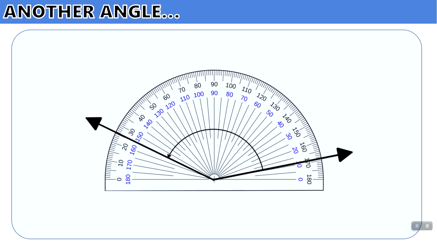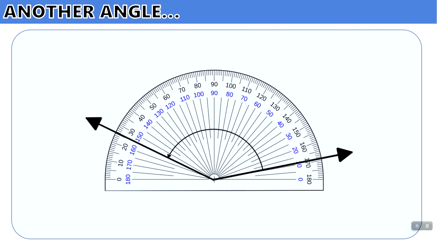Again, we can see that neither ray lines up with 0. So in order to read this properly, we have to move the protractor in place so that one of the rays lines up with the 0. Again, the easiest thing to do is to choose a ray that is closest to a 0 scale. In this question, the ray at the right is closest to 0. So all we have to do is tilt the protractor so that it lines up with the 0.